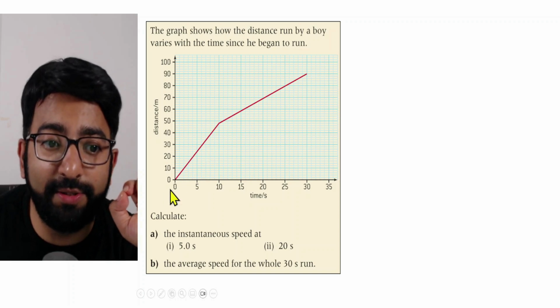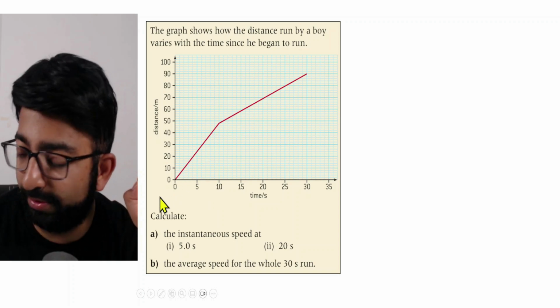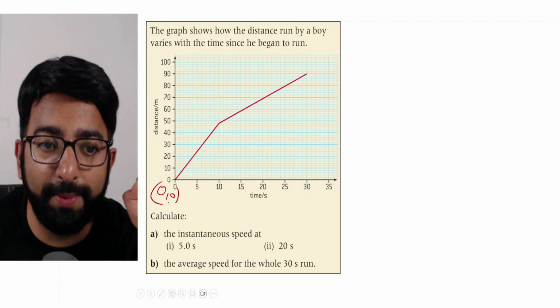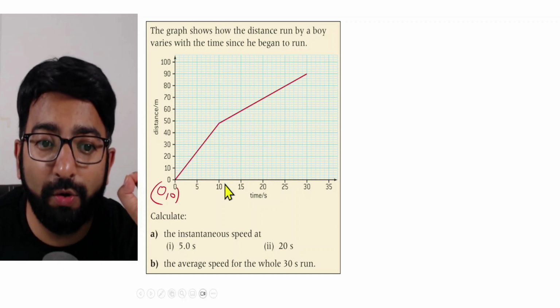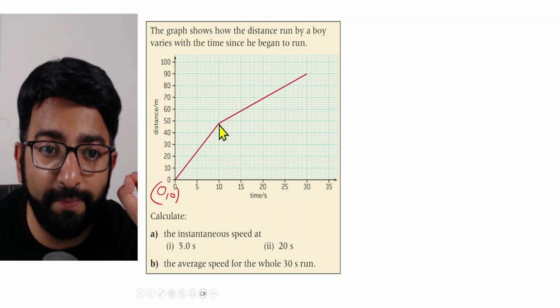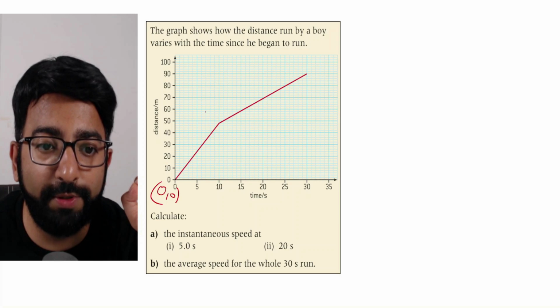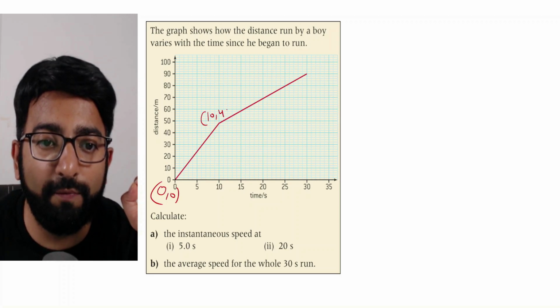So this red line is starting from this point, which is origin. So let me write down the coordinates. It is 0, comma 0. And on the other extreme, this particular point, the x coordinate is 10 and the y coordinate is about 48. So let's write down the coordinate of this point as 10, comma 48.